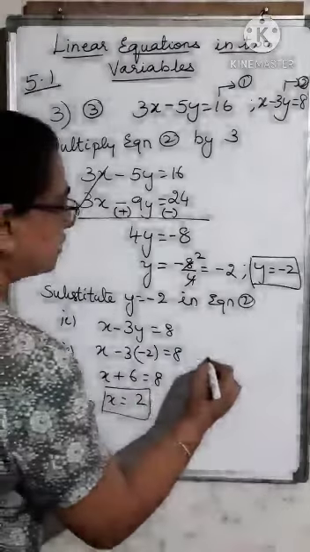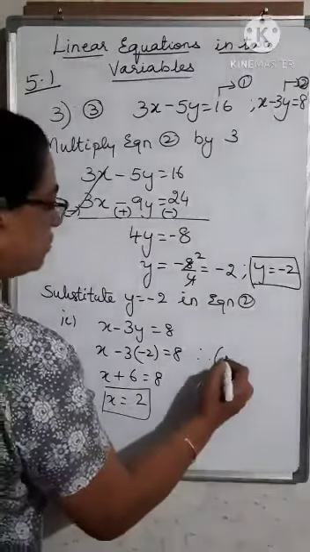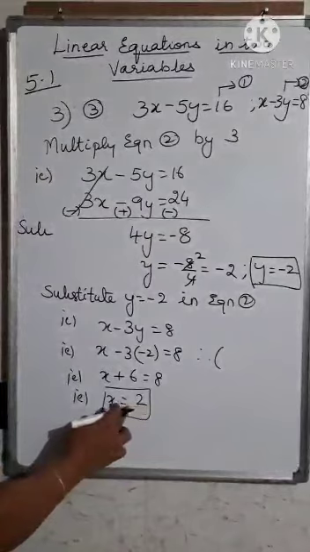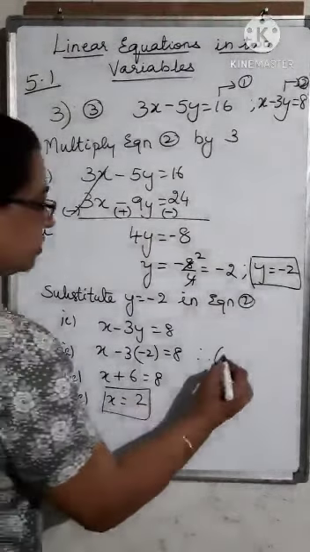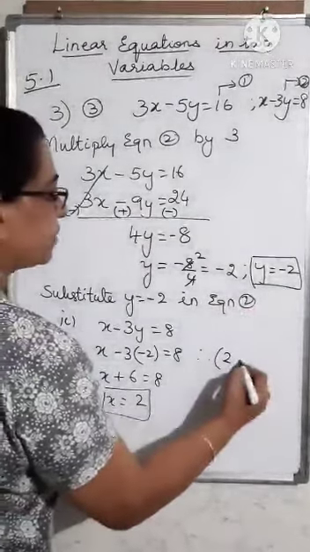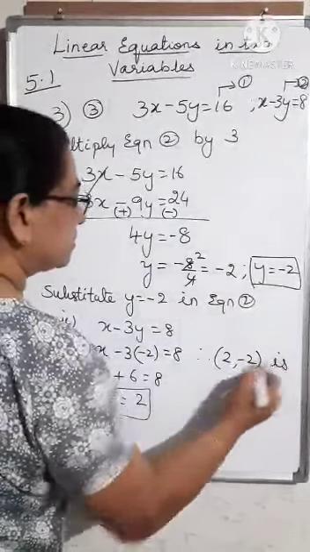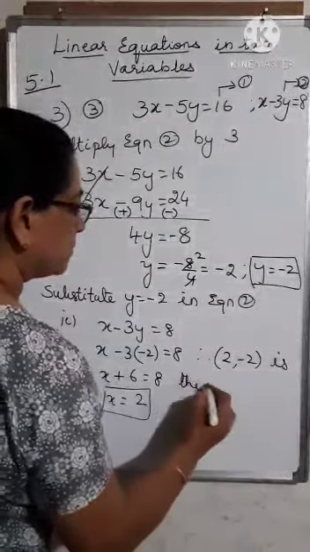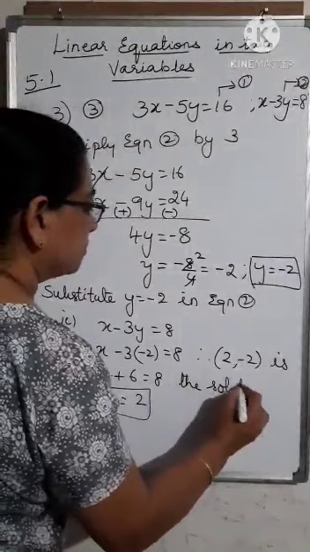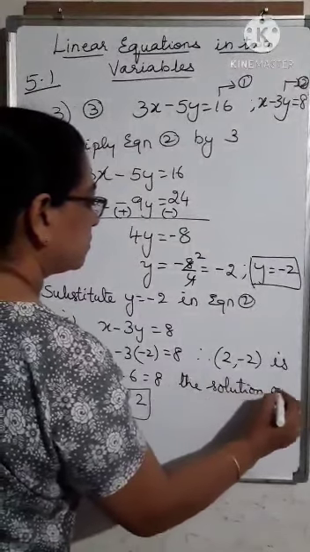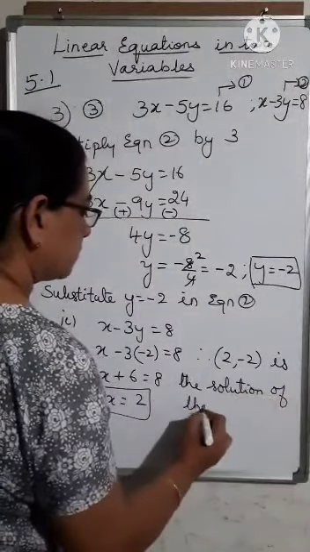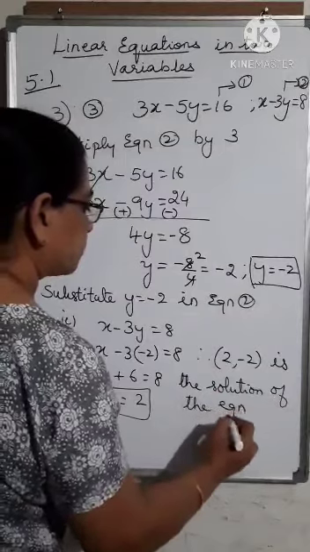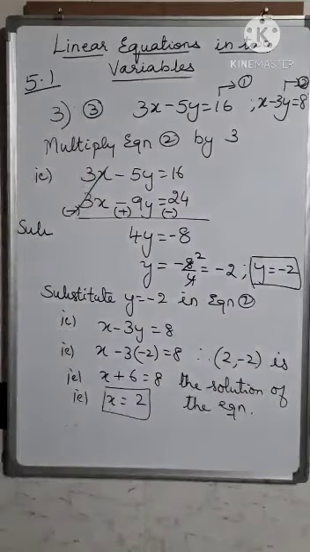So therefore you have to write the final answer. First always write the value of x when you are writing the solution. So 2 comma minus 2 is the solution of the equation. Like this you have to write the final answer, which is the solution of the given equations, and this completes the problem.